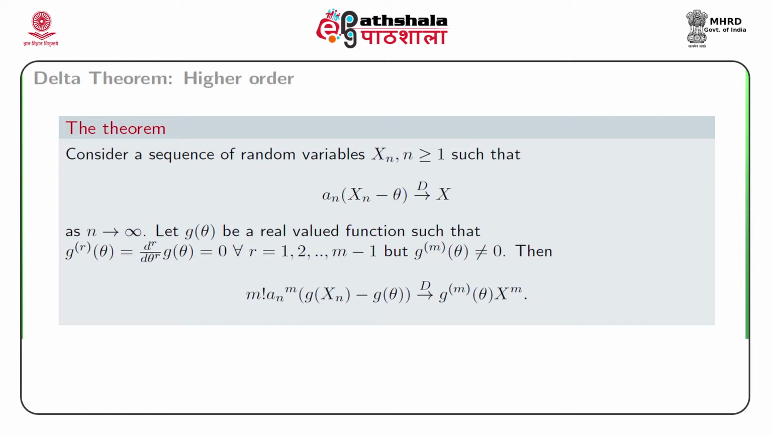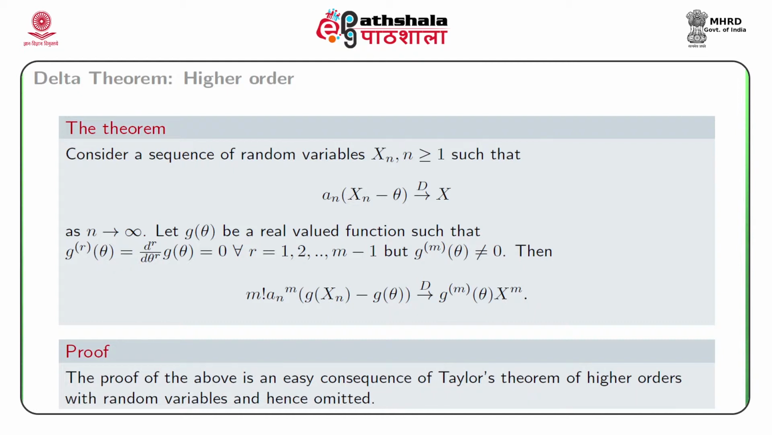Then as earlier, m factorial multiplied by a_n to the power m multiplied by (g(X_n) minus g(θ)) converges in distribution to a random variable which is X to the power m multiplied by the mth order derivative of g at θ. The proof of the above is an easy consequence of Taylor's theorem of higher orders with random variables, and can be proceeded as earlier, and hence we are not giving the details. So let us consider some examples.